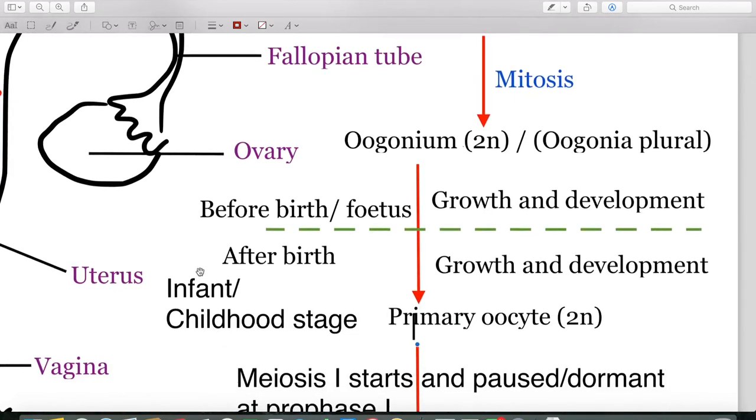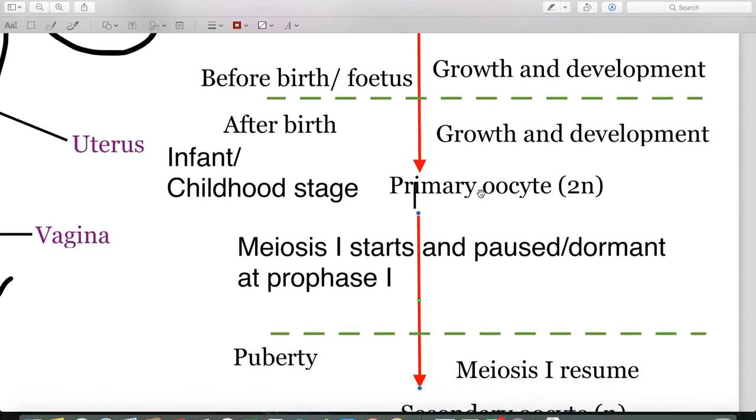Now, during the infant or childhood stage, the baby is already born. What happens is that the primary oocyte will go through meiosis 1. They will start the meiosis 1 cell division.